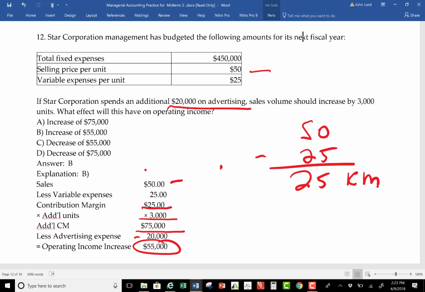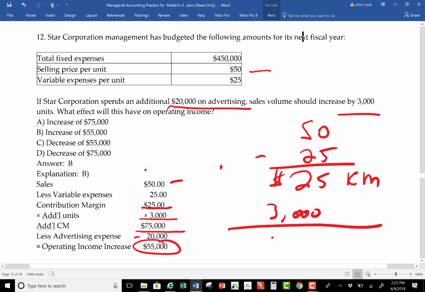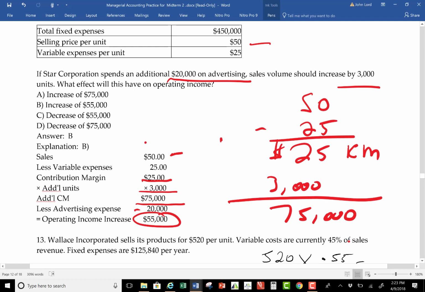Okay, so then we sit here and we sell an additional 3,000 units. So we're increasing our contribution margin by $75,000, aren't we, if we sell an additional 3,000 units? Are we in agreement on that? Okay. But my fixed costs for this advertising are going up $20,000, aren't they? So my actual increase in contribution margin, in profit, is $55,000, right? Because my fixed expenses went up.